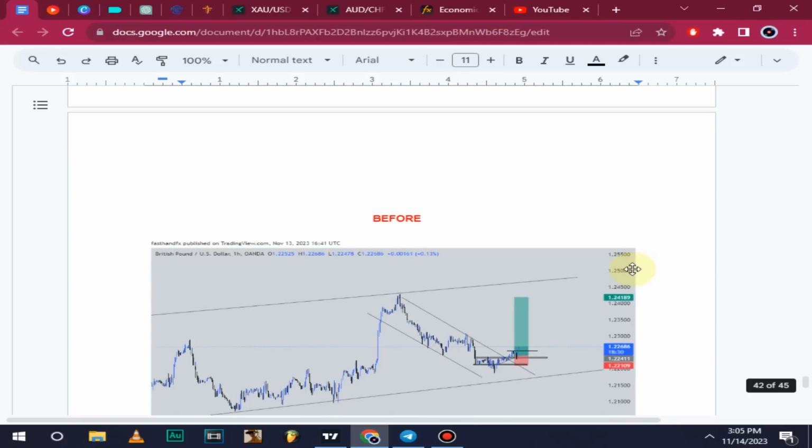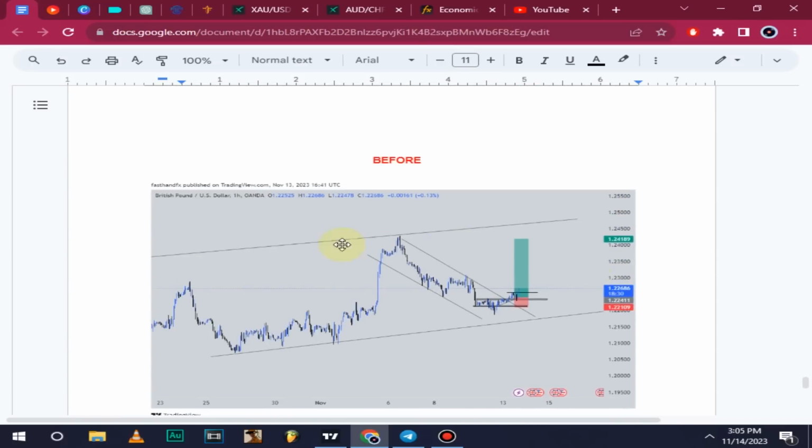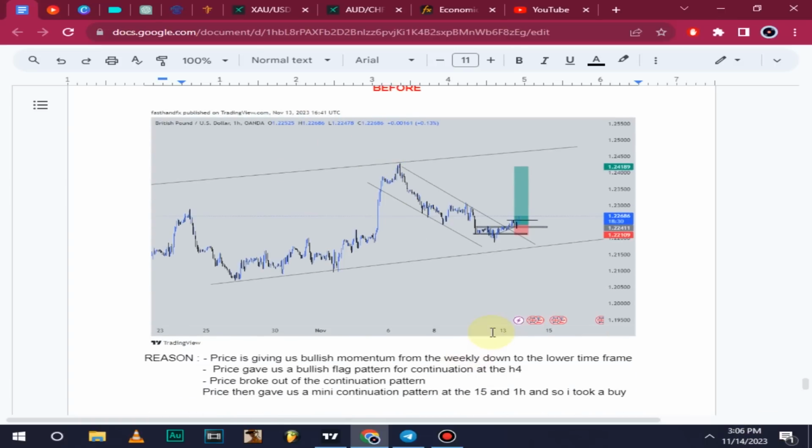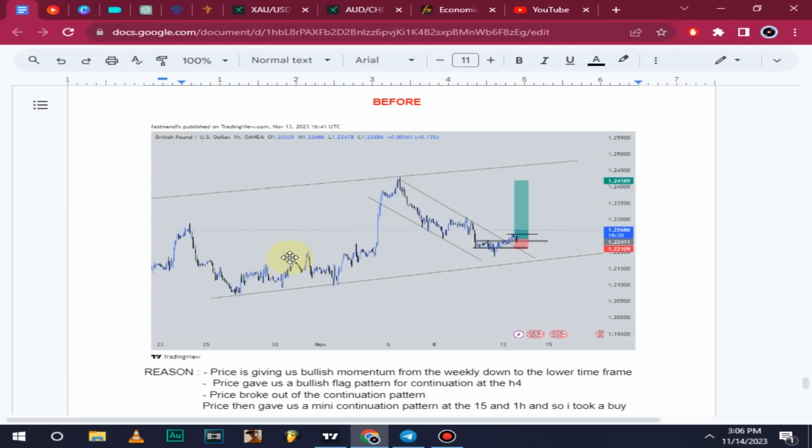Okay, here we go. So this was called out on November 13th. You can zoom around here, 1641 UTC, right? This is before 1641 UTC, November 13th. That is yesterday, and today is November 14th. This is the reason. This is now GBP USD, right?